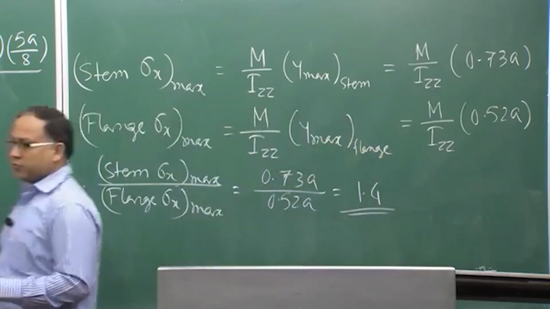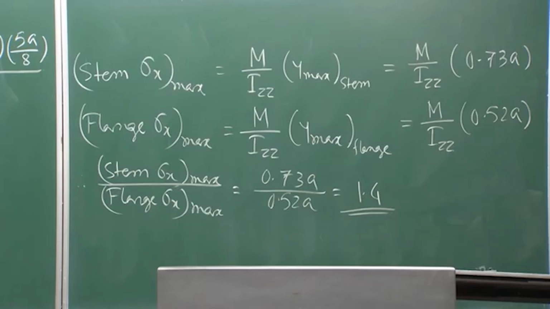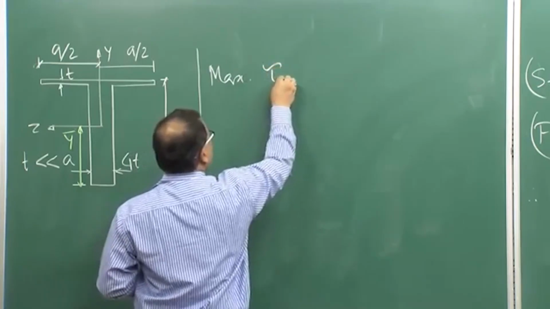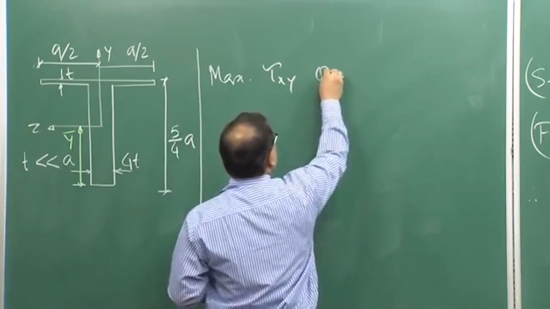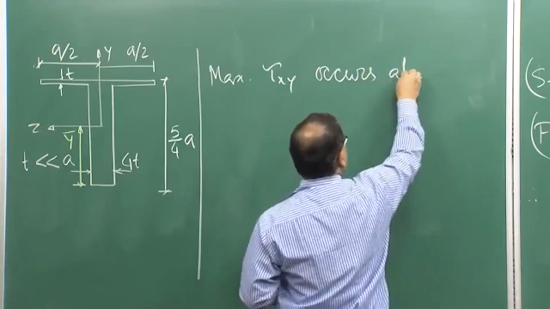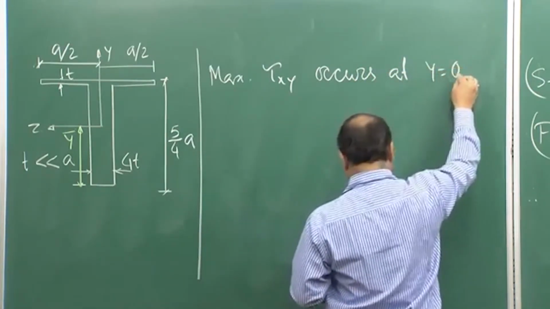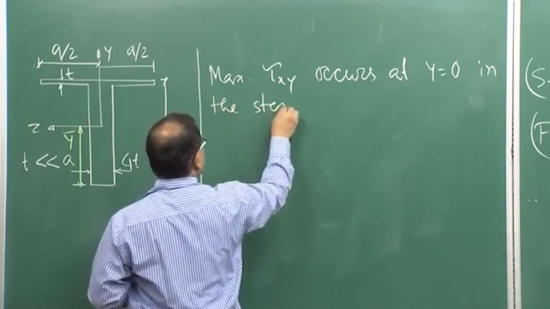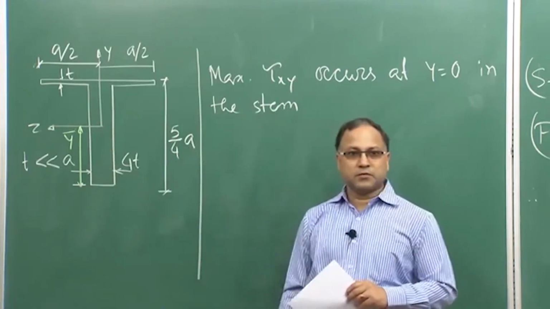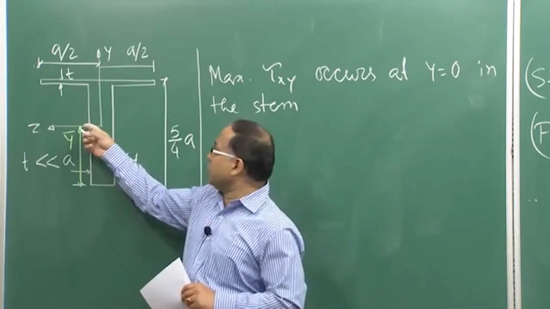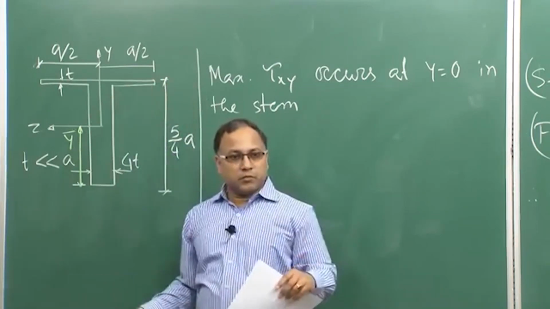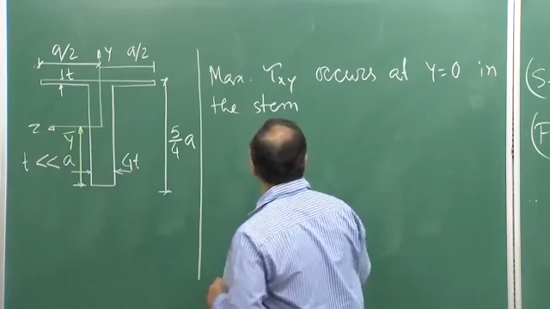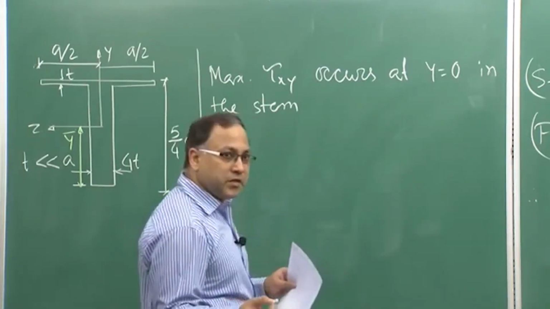So, this is the first job we have done. Now, the second job is to find out the ratio of the shear stress. So, maximum tau xy occurs at y is equal to 0 in the stem. That means at the neutral surface. Here for the stem at least tau xy will be maximum. Consider the parabolic distribution, do you remember that? So, that will be maximum at the neutral surface. So, at y equal to 0 your neutral surface is passing through that point.